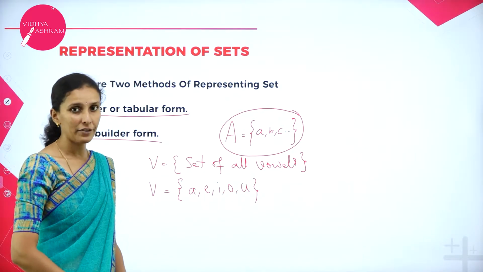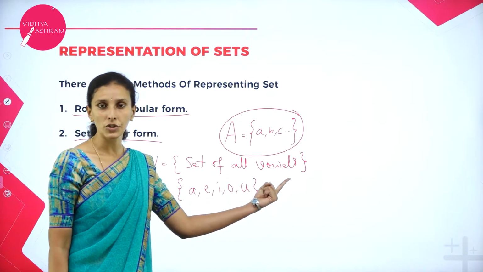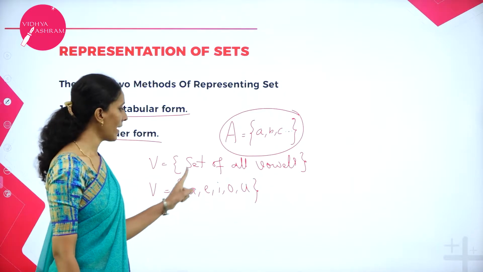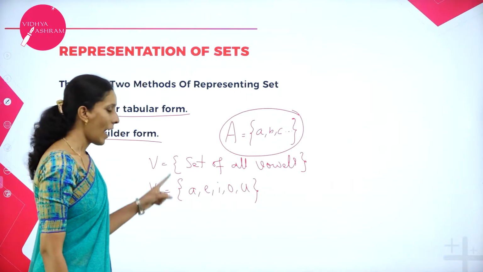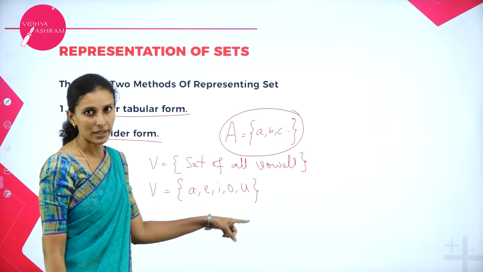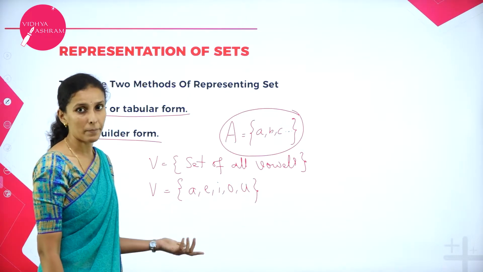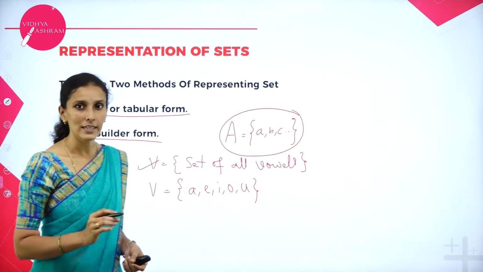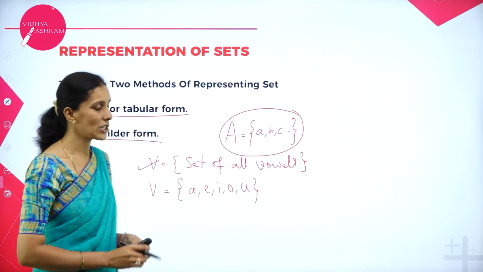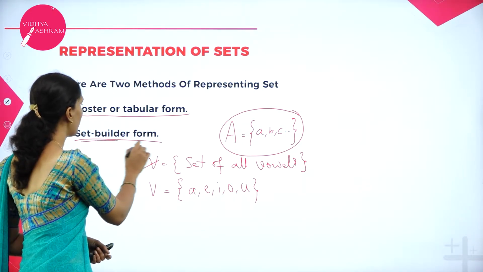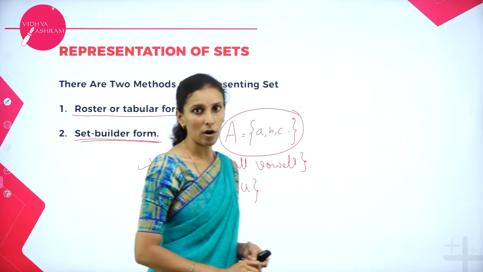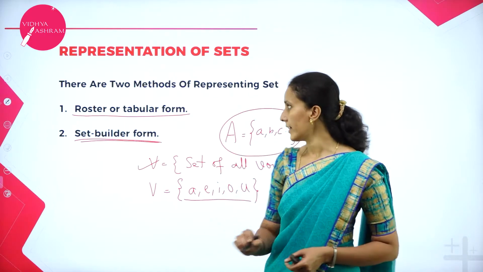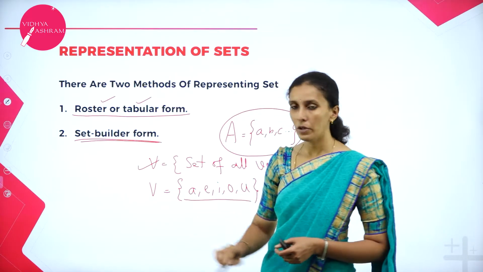So here we can find the difference. Here I have used a condition or property. I am representing a property of the set by writing it in words. But here I am listing all the elements individually. So this is the difference in how we can represent a set in 2 ways. The first method, that is defining or describing the set, is nothing but set builder form. And listing all the elements individually is nothing but roster or tabular form.